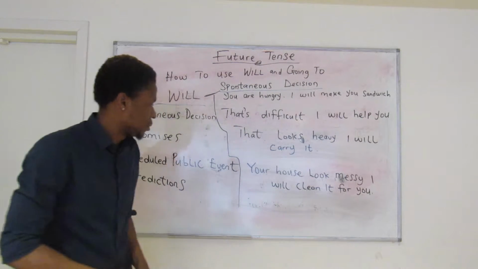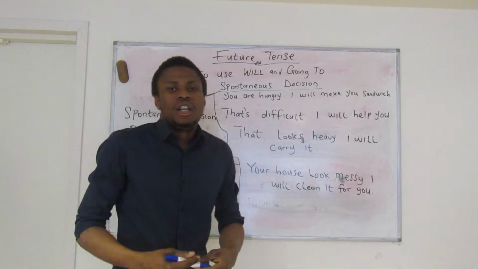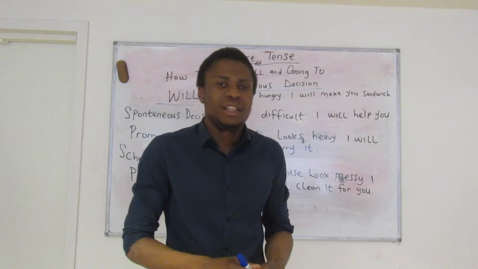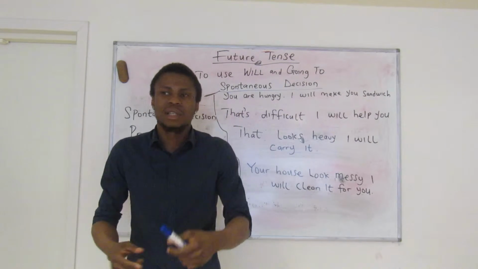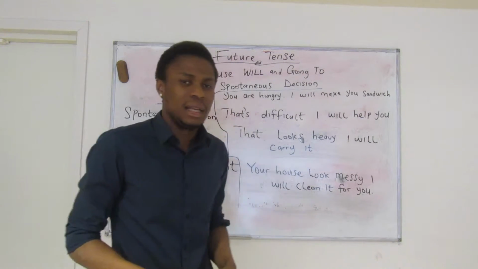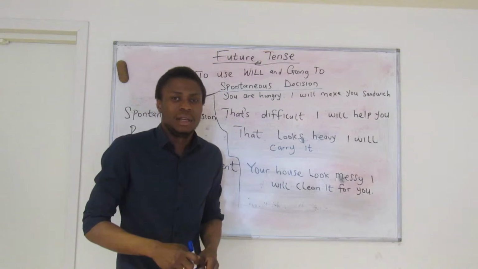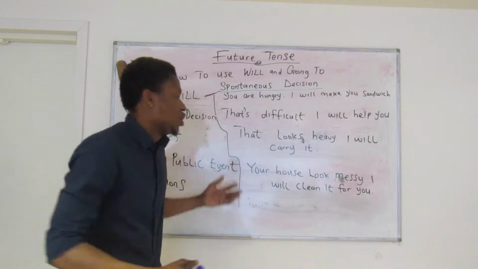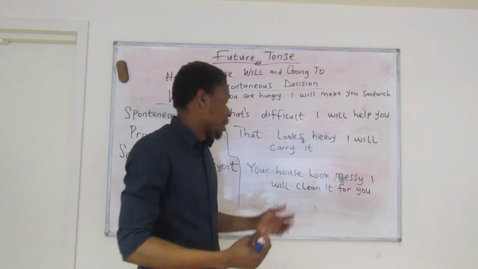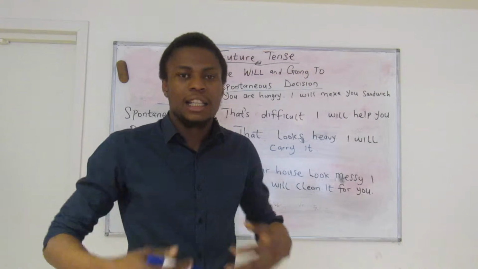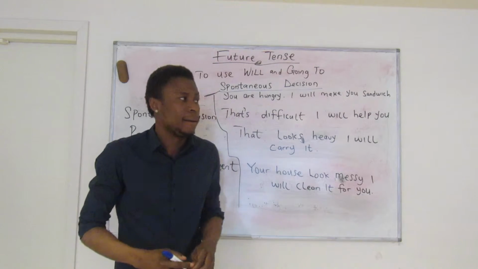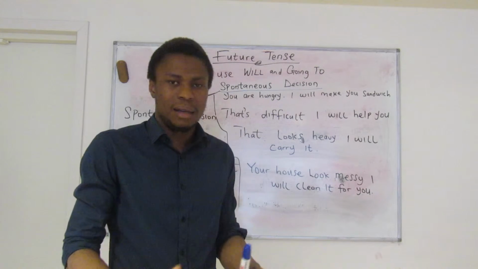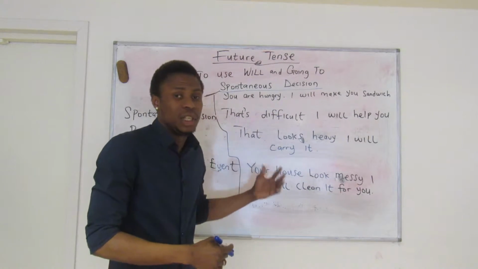Now, the next example. For example, your friend invites you to his house, gives you the key to his house and says, "Please have fun in my house." Then you go to your friend's house and it looks so messy. Then you call your friend and you say, "Your house looks messy, I will clean it." It's a spontaneous decision. And this is how you make examples with will using spontaneous decisions.